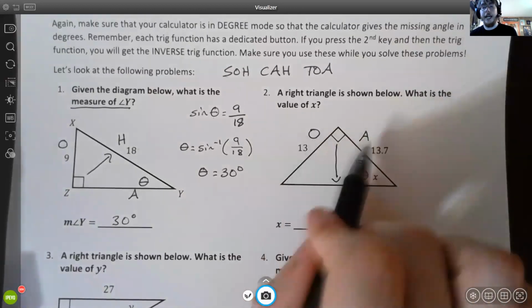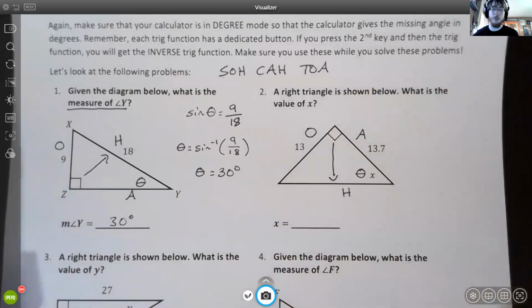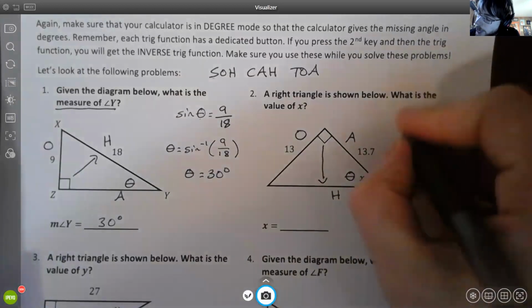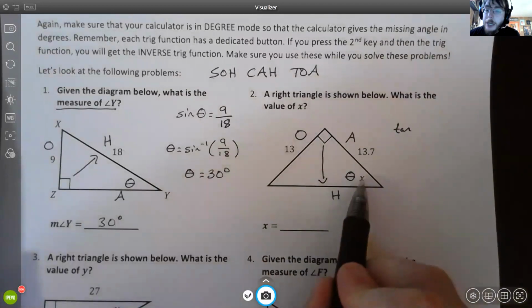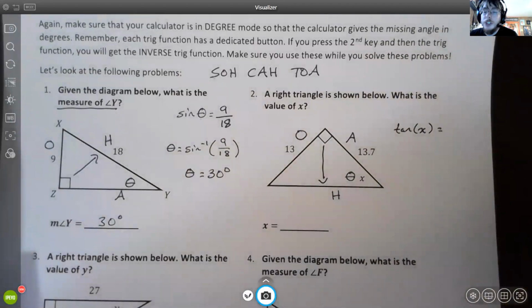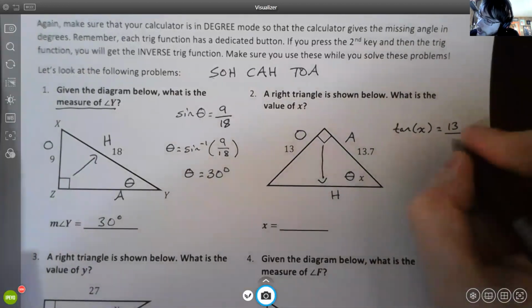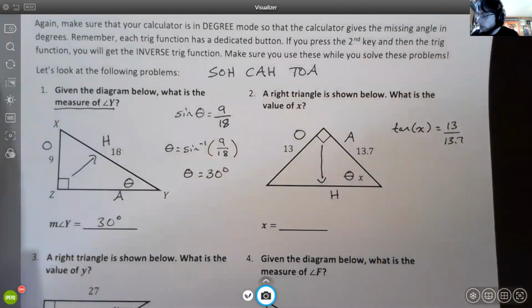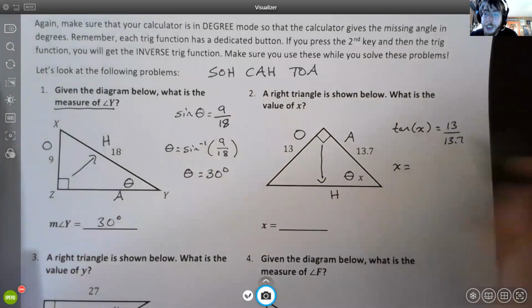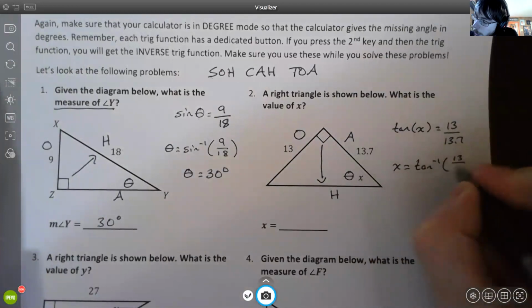So we know what O and A are, so we need the trig ratio that uses O and A. As SOHCAHTOA tells us, it would be tangent. So we have tangent of theta, and theta is x, so I'm just going to put x, is equal to O over A. Our O is 13. Our A is 13.7. Since we already know both sides and we're looking for the angle, we need to take the inverse tangent of the right side. So x is equal to the inverse tangent of 13 over 13.7.